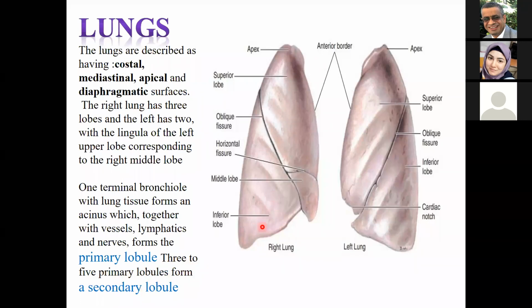This is the right lung. This is the apical, costal, and diaphragmatic surface, with the upper, middle, and lower lobes divided by the oblique and transverse fissures. This is the left lung, divided by the oblique fissure into the upper and lower lobes.